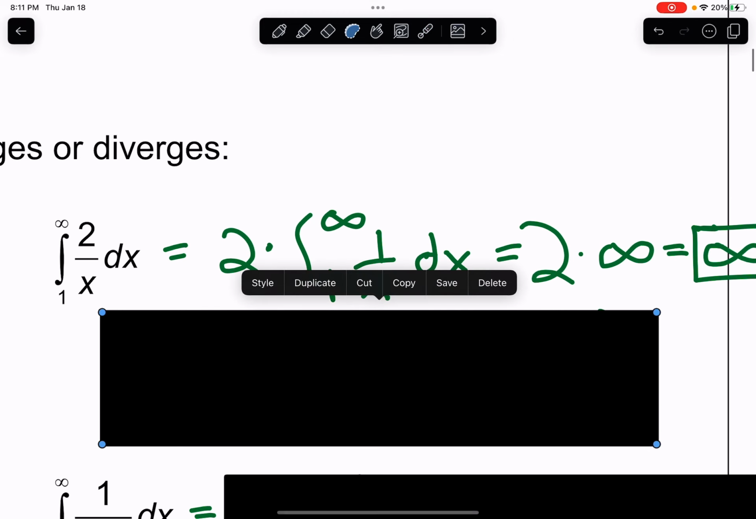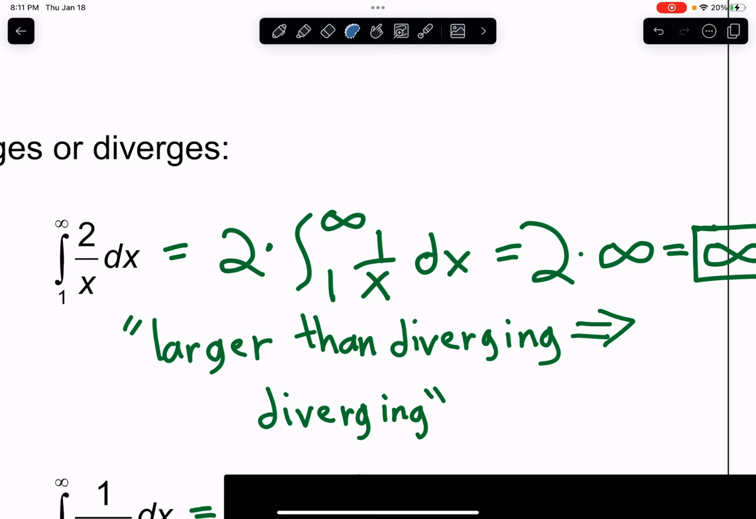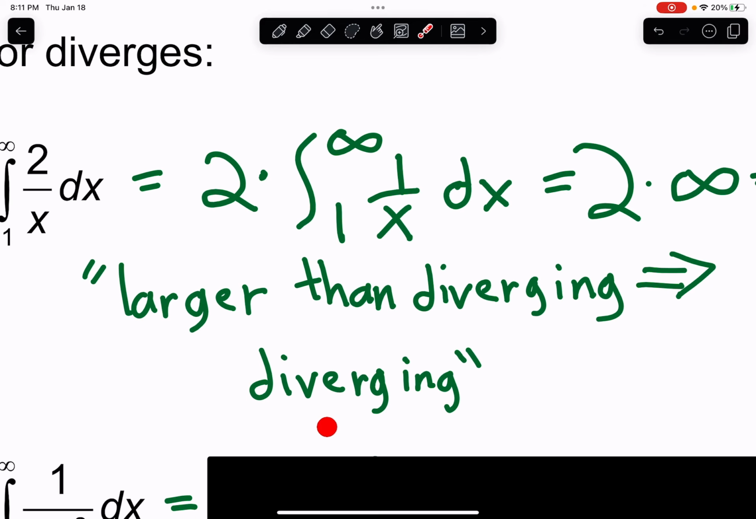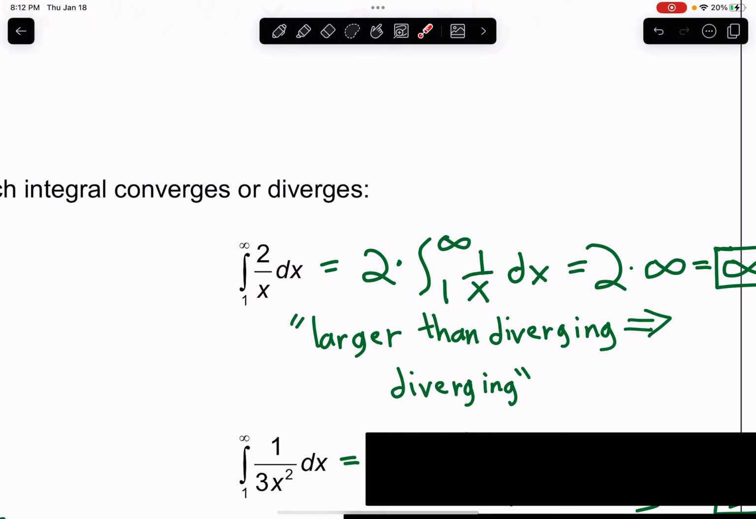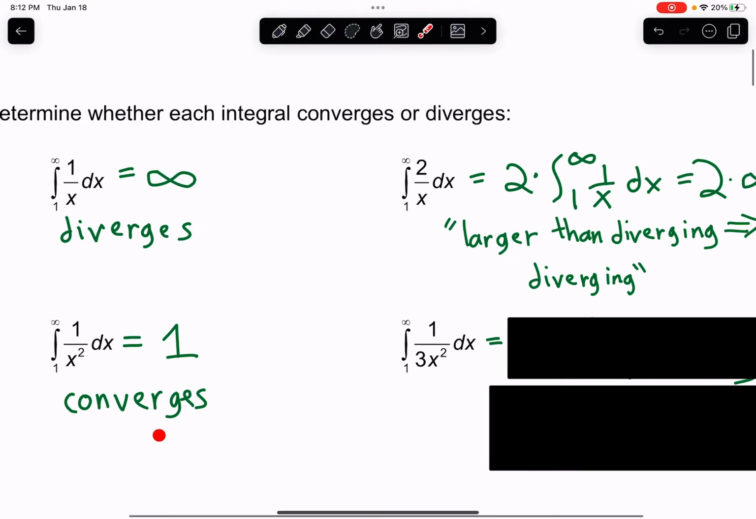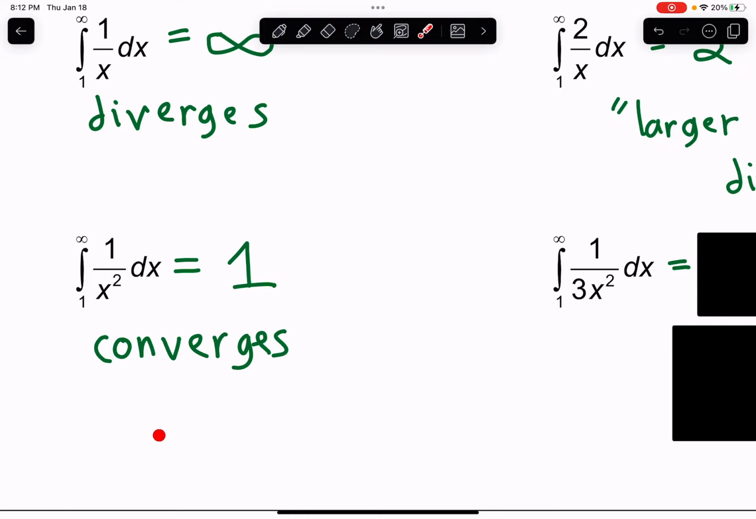And so in general, we get this idea that if we have an integral that is larger than a diverging integral, well, that means that this integral has to also diverge. If I know that 2 over x is bigger than 1 over x on this interval 1 to infinity, and I know 1 over x diverges, anything bigger than that is definitely going to diverge as well. Okay? And so we can apply the reverse logic to this next one.